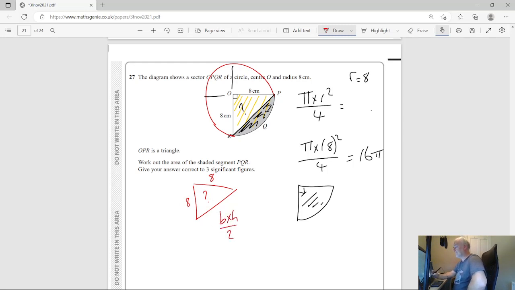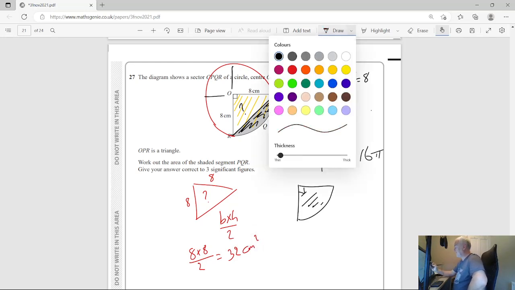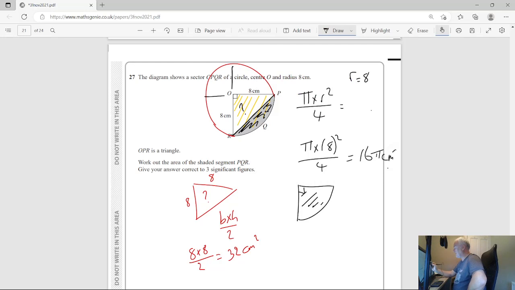Okay, and that's the area of my triangle. The base and height we already know, so we've got 8 times 8 divided by 2. 8 times 8 is 64, divided by 2 gives me 32 centimeters squared. And remember, we had 16 pi centimeters squared for the area of my quarter of a circle.